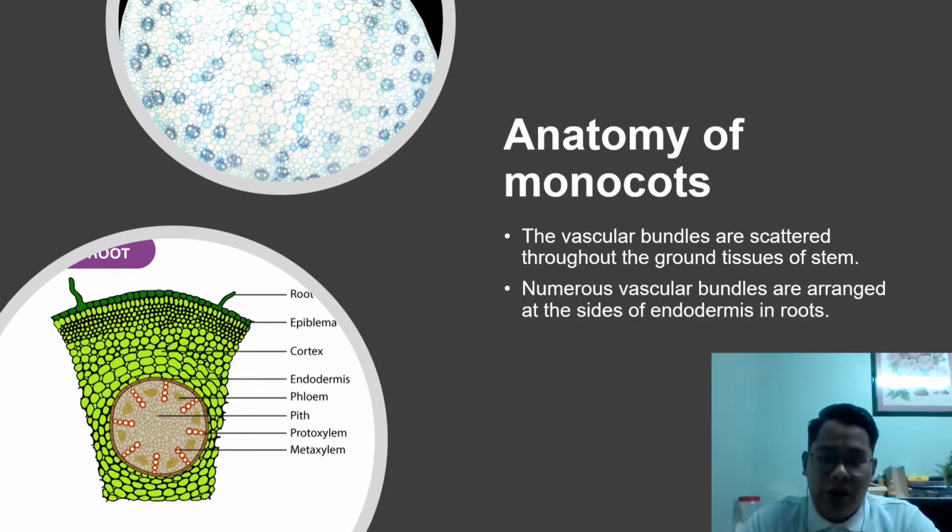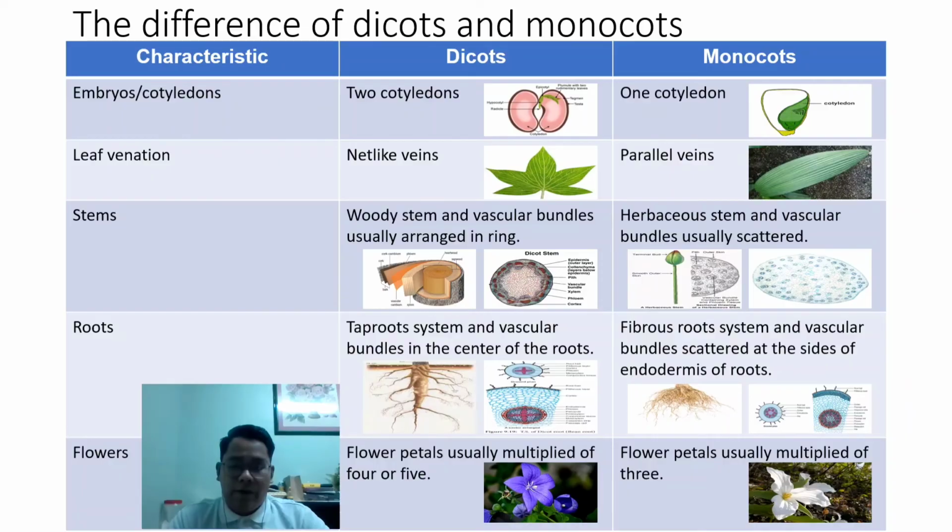Anatomy of monocots. As you can see in the diagram above, the vascular bundles in the monocot plants are scattered throughout the ground system of the stems. And in the diagram below, numerous vascular bundles are arranged at the sides of the endodermis in the roots of monocot plants. For the last part, let's take a look at the differences between dicots and monocots.